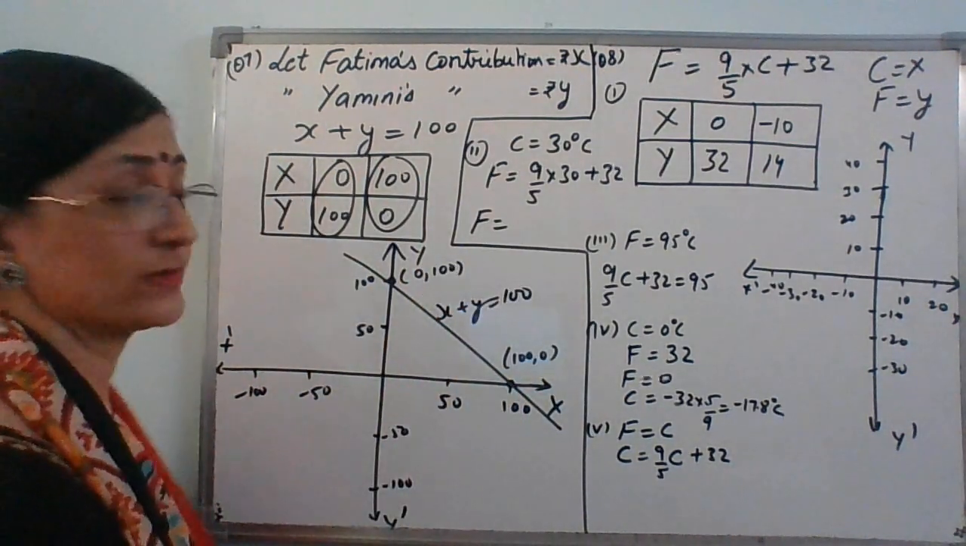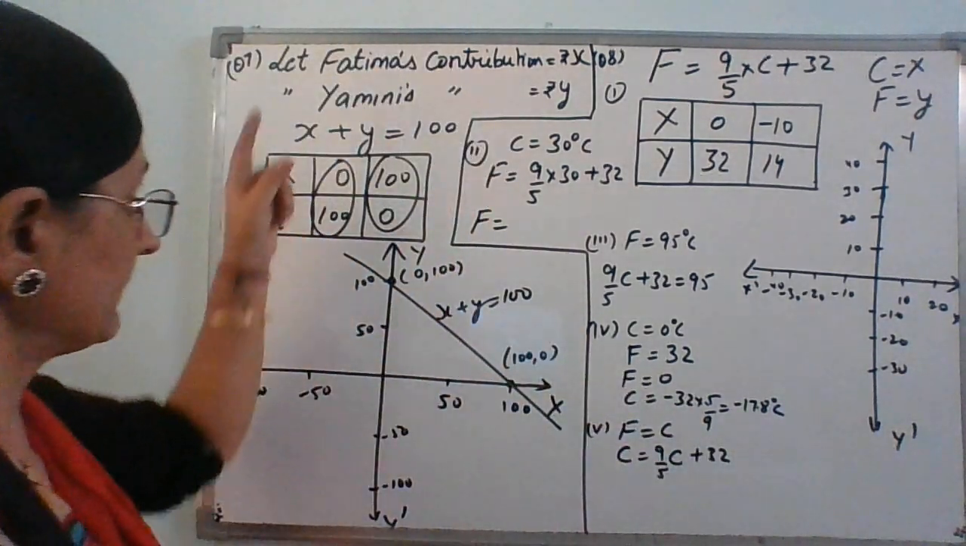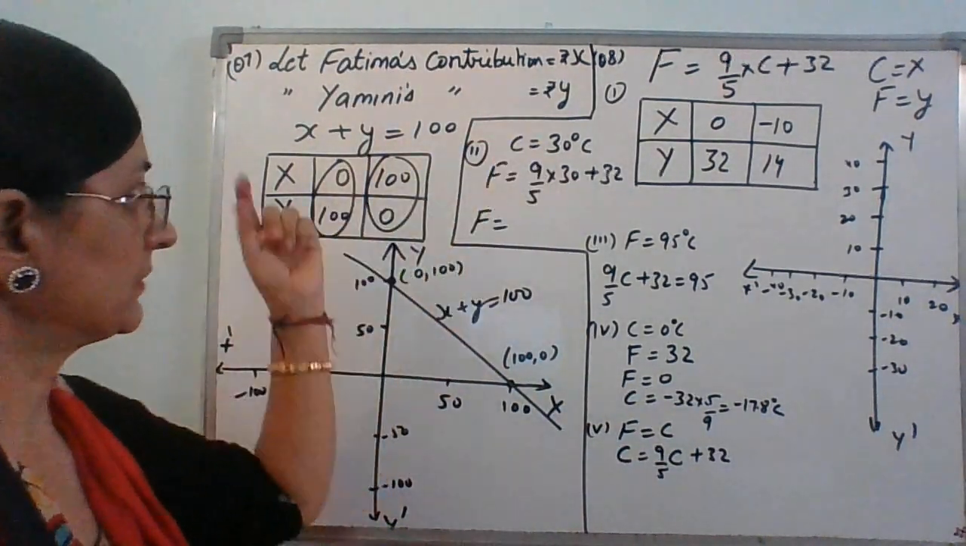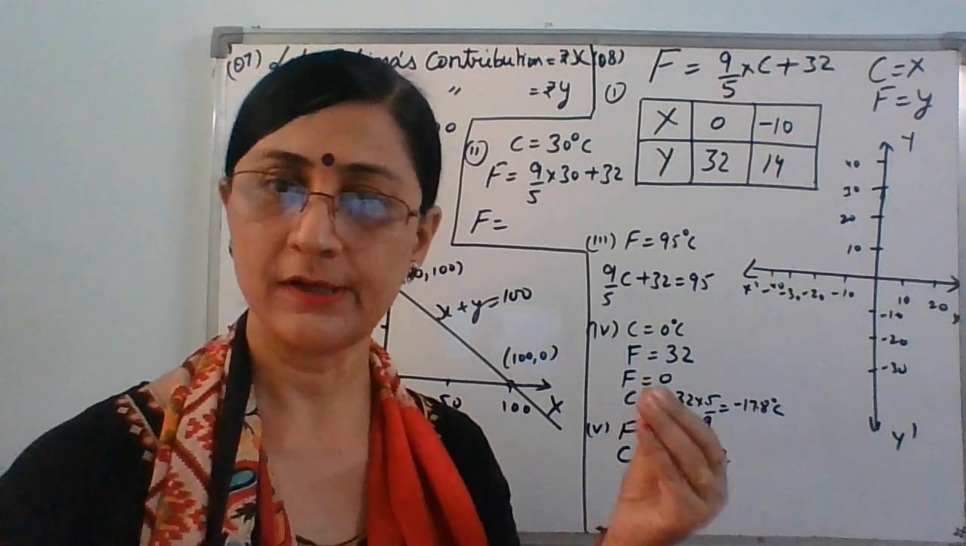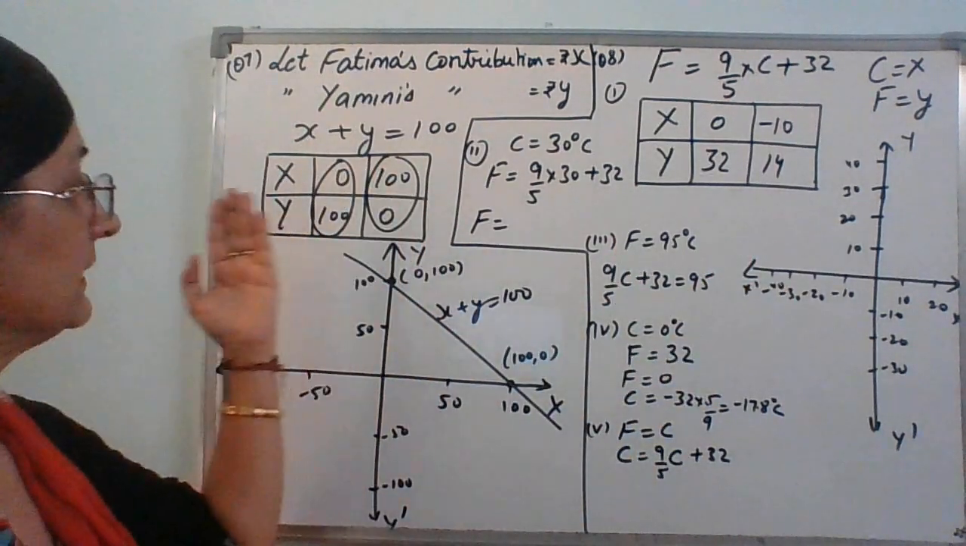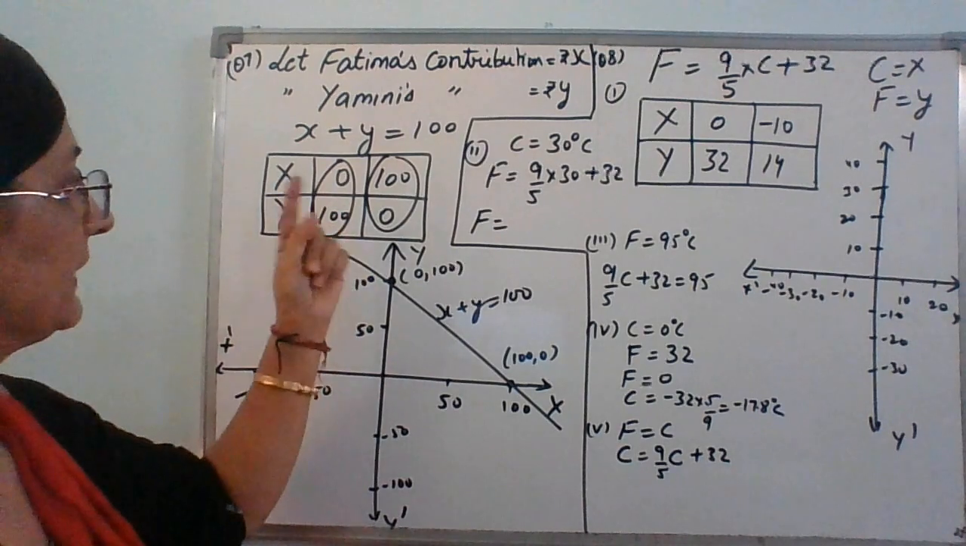So this was all about question number 7. Fatima's contribution x, Yamini's contribution y, total contribution has been given 100 rupees. So x plus y is 100. Substitute value x 0, find out y.